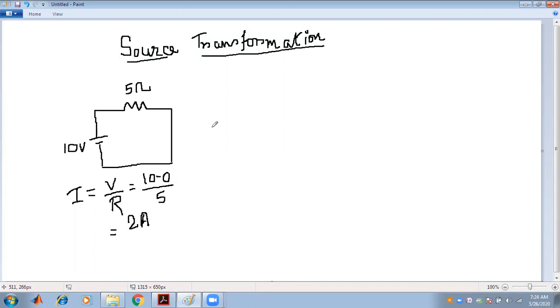In order to transform this voltage source to an equivalent current source, I am taking a current source of 2 ampere, and connecting the same resistance, that is 5 ohm, in parallel with the current source.